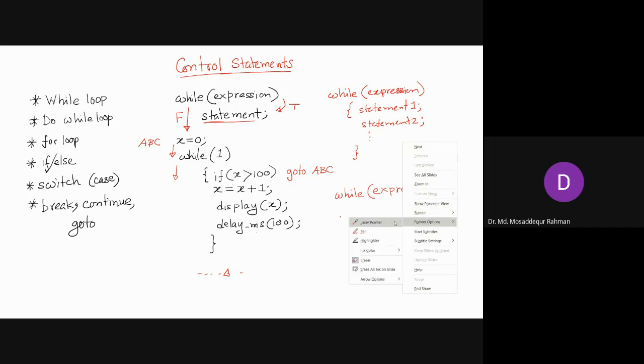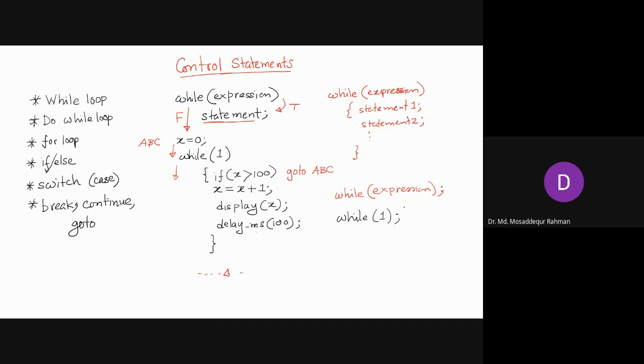So let's say we have while the expression is a true one, while one is true. So what will be the response? How will the program respond to this, right?